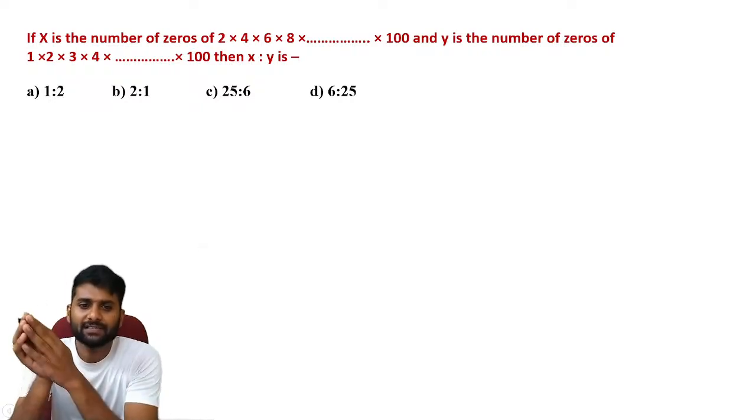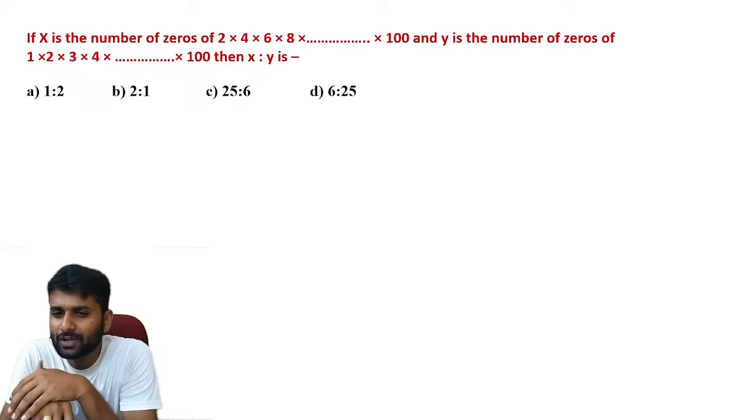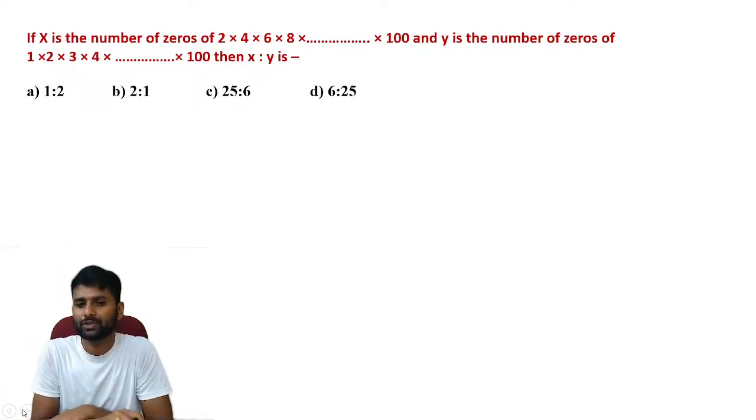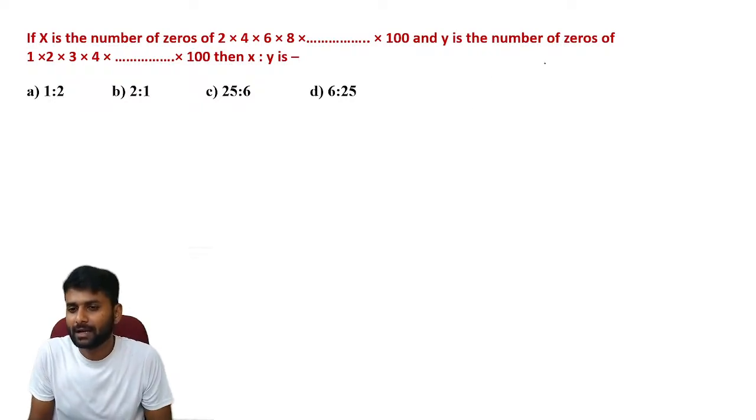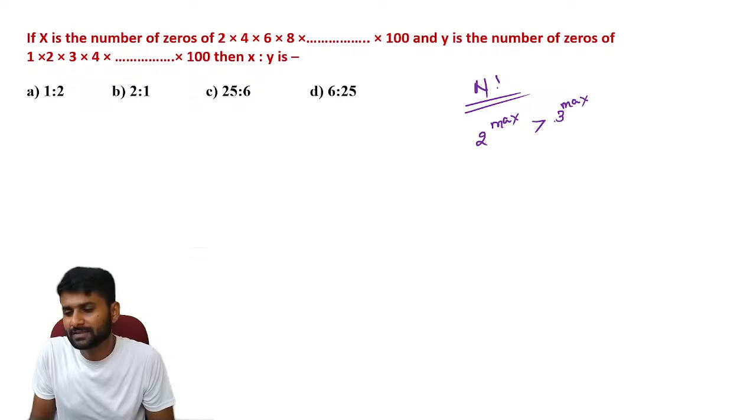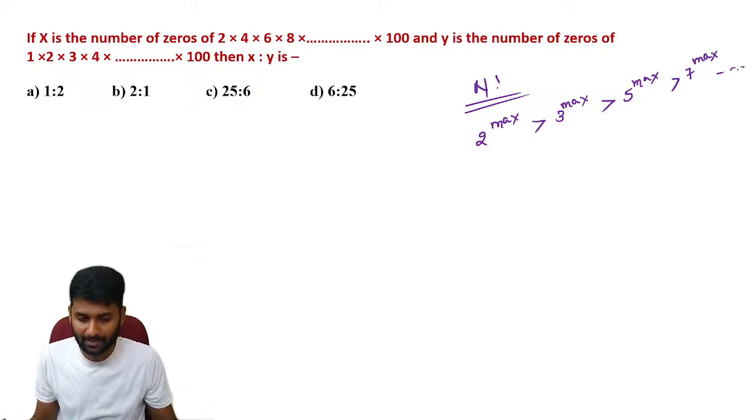Now see, if x is the number of zeros in 2 into 4 into 6 into 8 up to 100, and y is the number of zeros in 1 into 2 into 3 into 4 up to 100. Guys, remember this information: in any n factorial, the number of 2's is always greater than the number of 3's, the number of 3's is always greater than the number of 5's, and the number of 5's is always greater than the number of 7's. It's only for prime numbers.